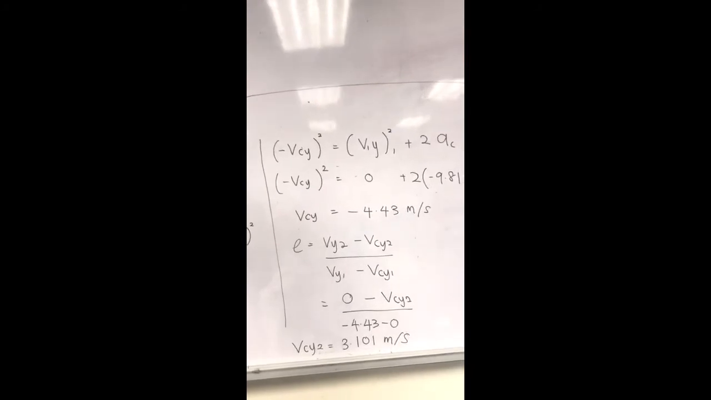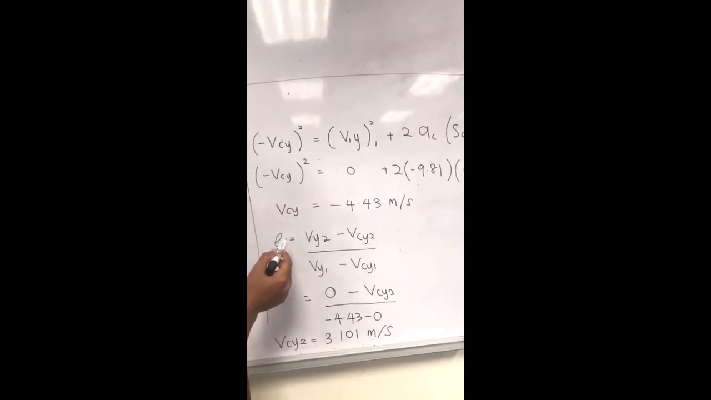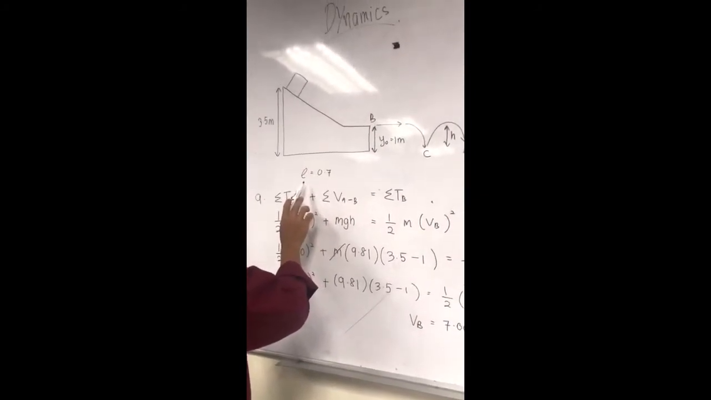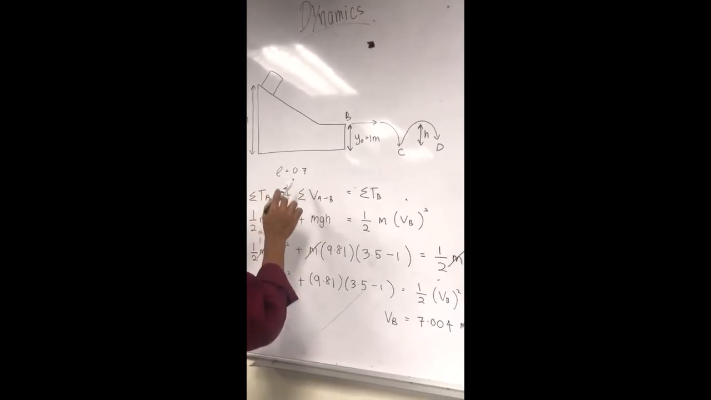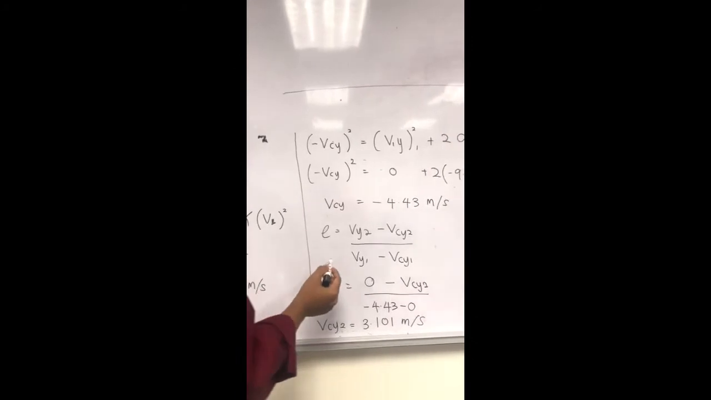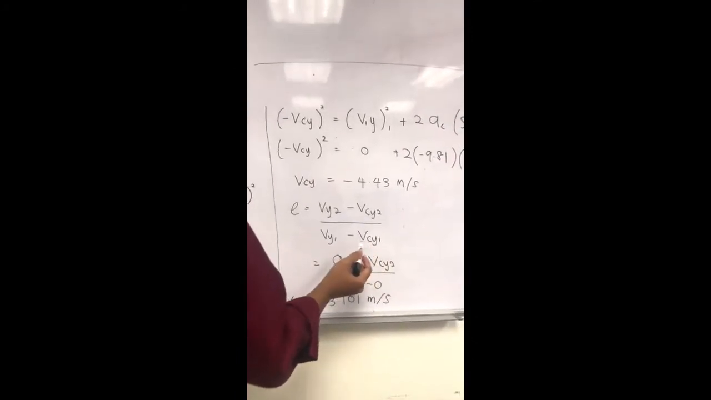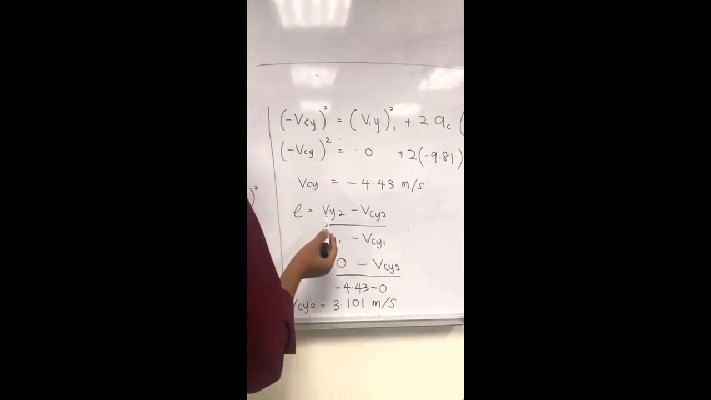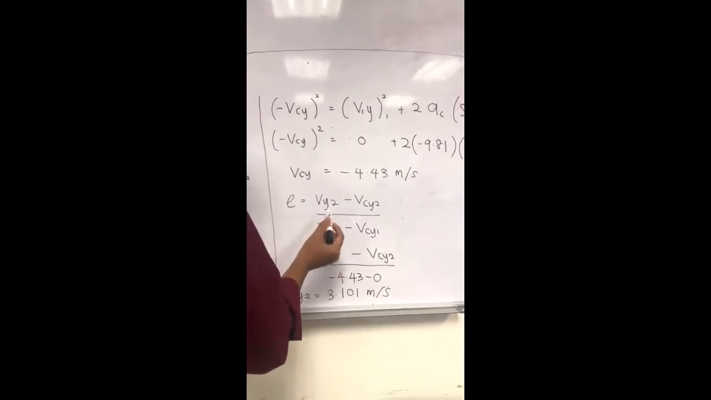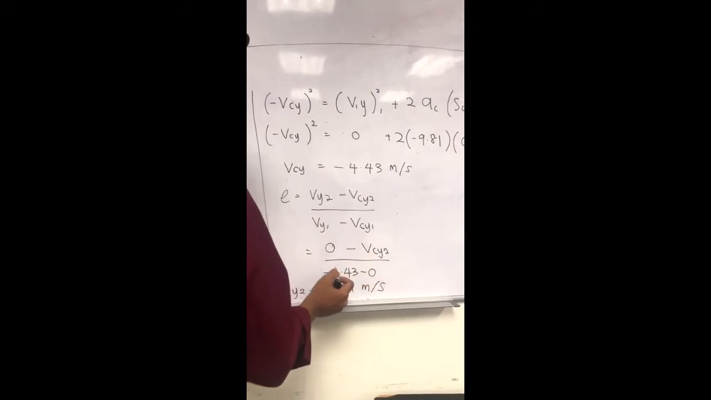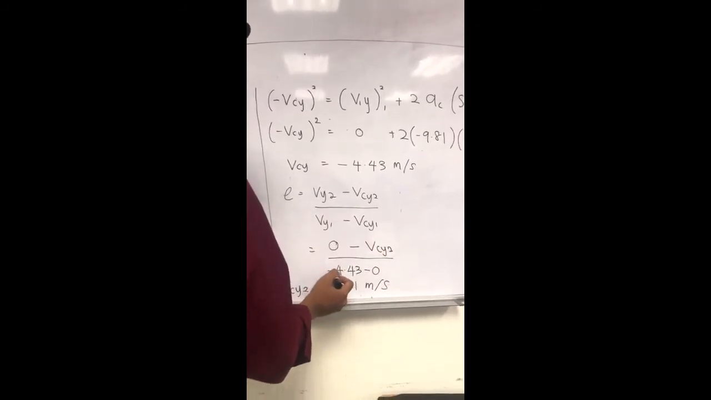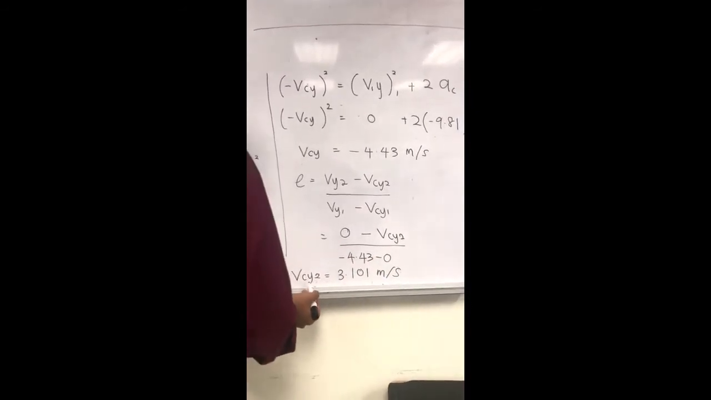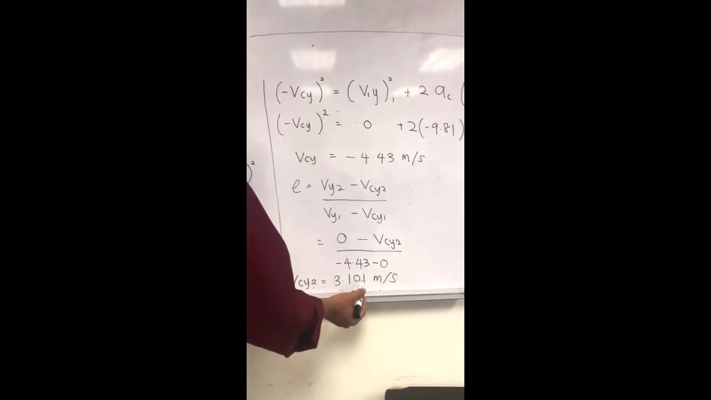From the data we have, the coefficient of restitution e is equal to 0.7. So this is the formula to calculate VCy2. We insert all the values: 0 for VBy2 minus VCy2. So we have to find VCy2 over negative 4.43 minus 0. So we have the velocity VCy2 as 3.101 meter per second.